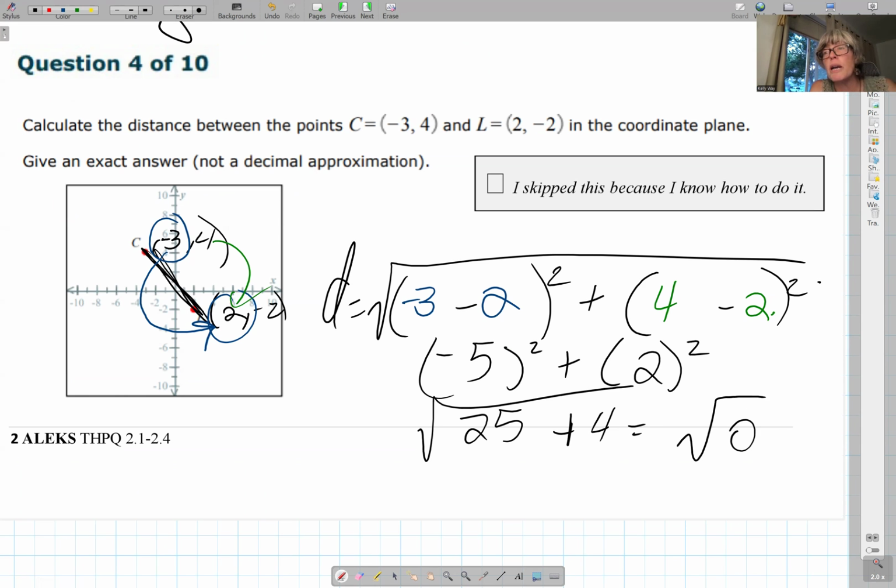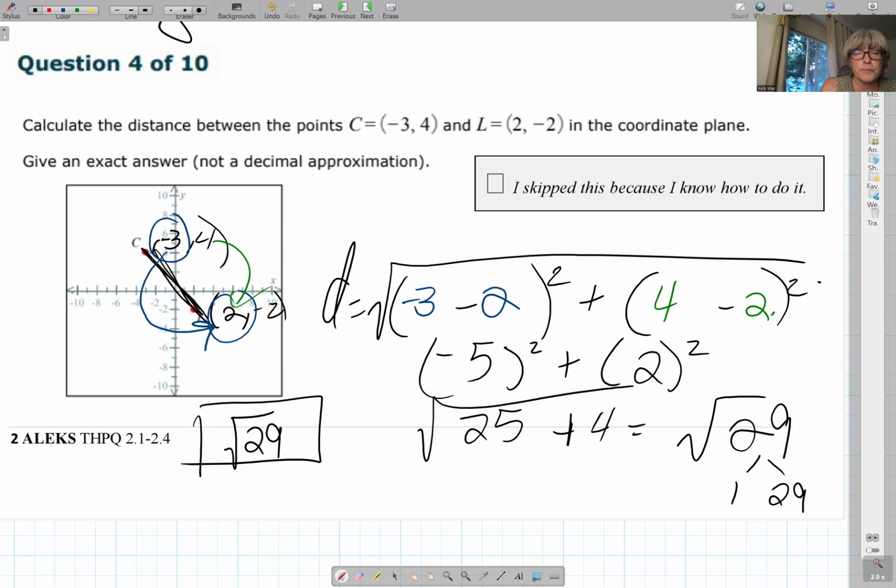Now, this is square root of 29. On my test, I expect you to factor, if at all possible. But because 29 is prime, there's no factors, so it stays root 29. That would be the correct answer.